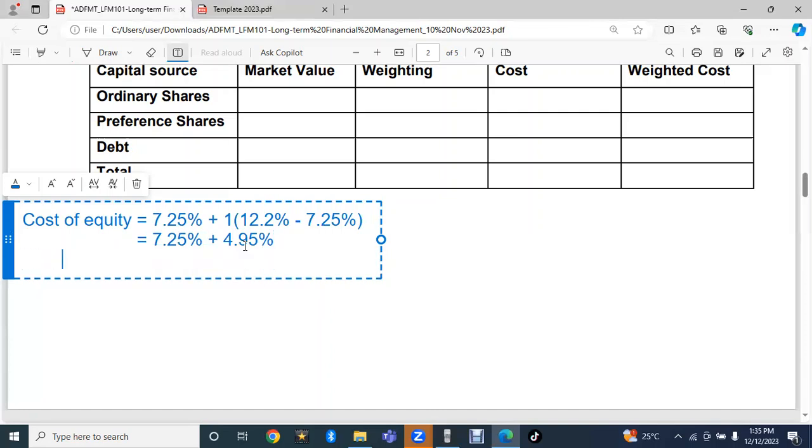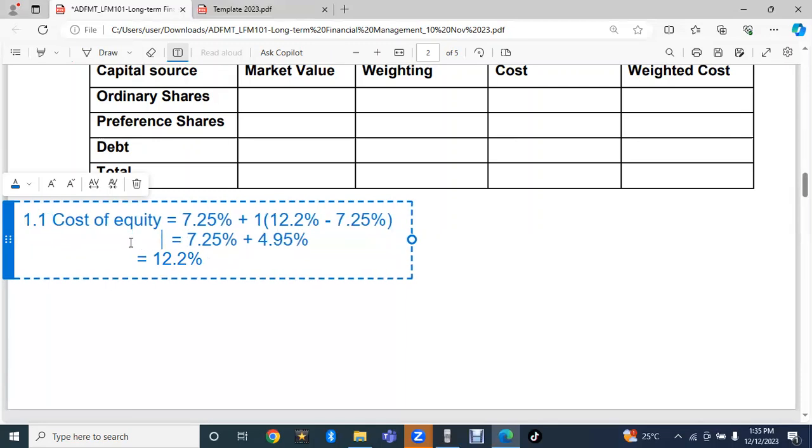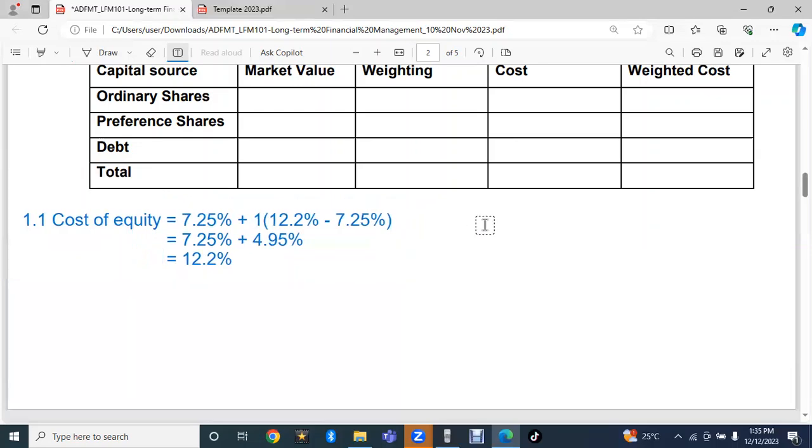Now we add the two rates. So 7.25% plus 4.95%, I am getting 12.2%. So this 12.2% is the cost of equity. So guys, we have done 1.1. This is 3 marks. And now we are moving on to 1.2.